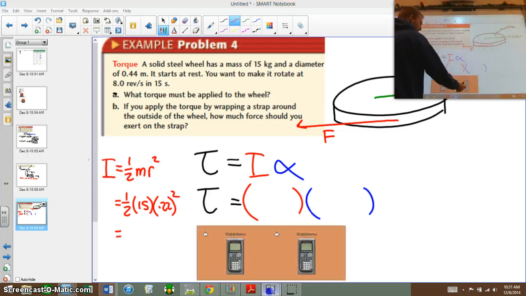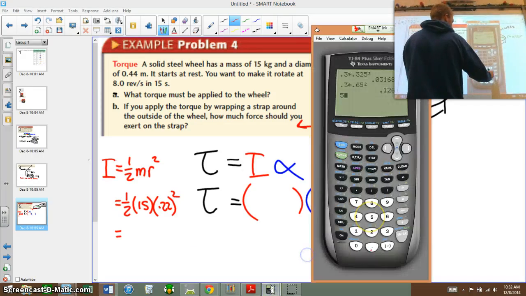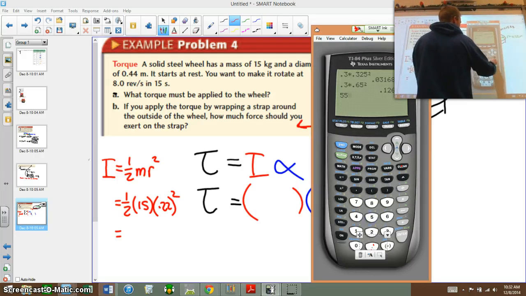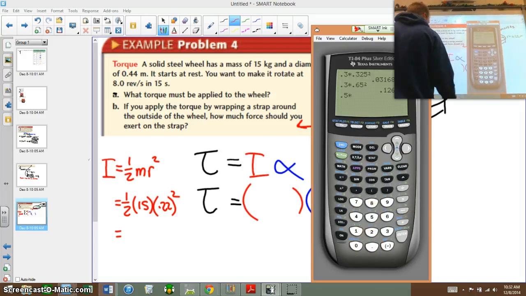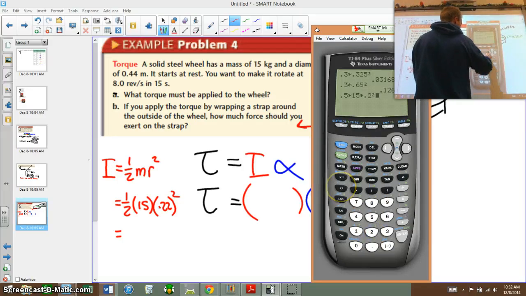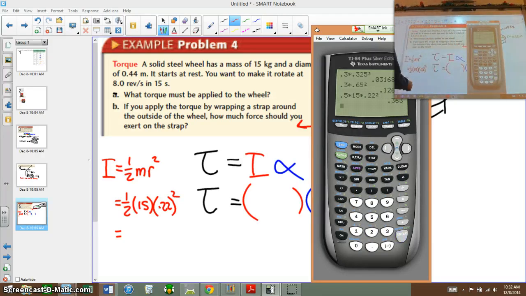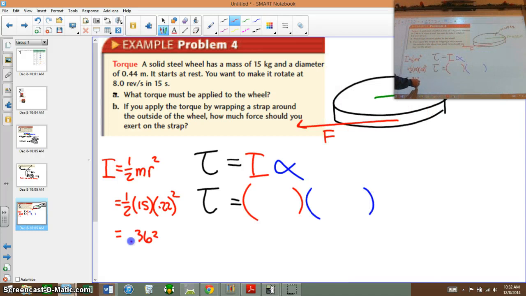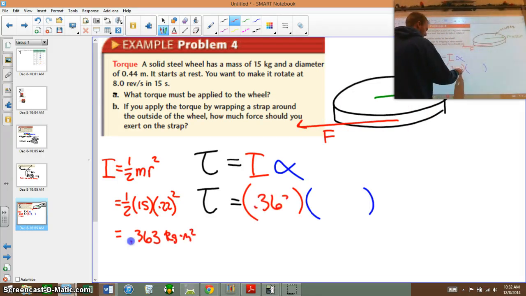So that actually was pretty easy. 1/2 times the mass times the radius squared, and I get 0.363 kilogram meters squared. So 0.363.